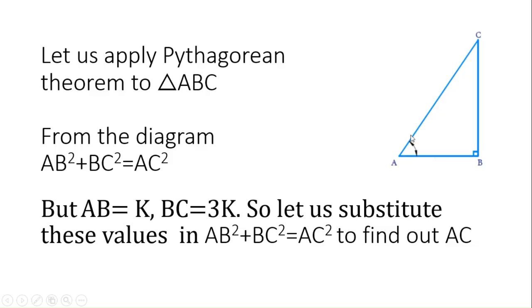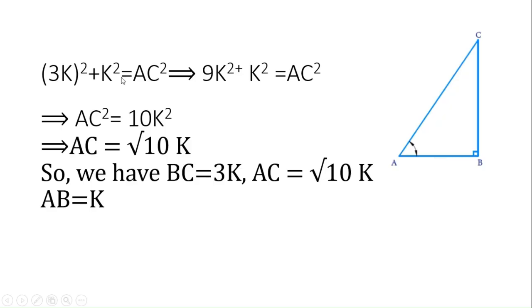In Pythagoras theorem, hypotenuse square is equal to side square plus side square. We just applied that only. So AC square is equal to BC square plus AB square. Okay, so BC is nothing but 3K whole square plus AB is nothing but K square. So 9K square plus K square is equal to AC square. So obviously AC becomes root of 10K square. So that is nothing but root 10K. Now we have BC as 3K and AB as K and AC as root 10K.